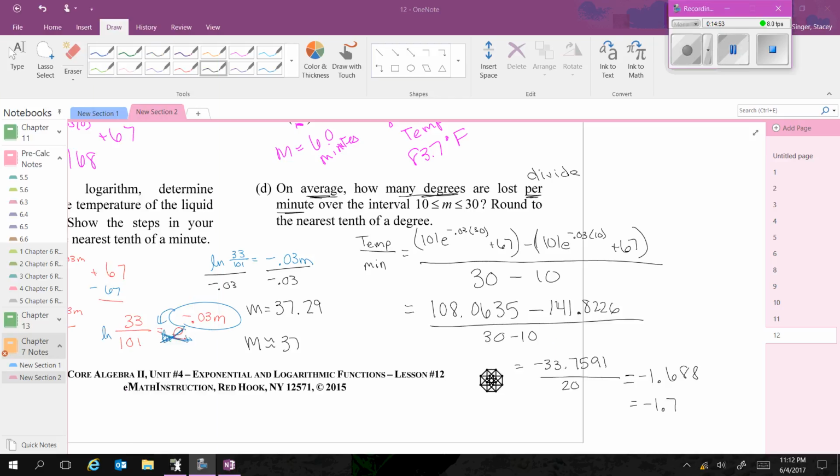So you get 108.0635 minus 141.8226. Now, if it says round to the nearest tenth, make sure you go out further than the tenth when you're rounding, so you get an approximate answer. Divided by 30 minus 10, which gives me negative 33.7591, divided by 20, which gives me negative 1.688, which rounded to the nearest tenth of a degree is negative 1.7. Now, does it make sense that it's negative? Yes, it does, because I'm losing degrees, so it should be negative. So I'm approximately losing 2 degrees every minute.